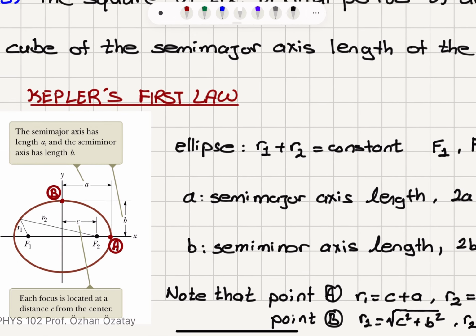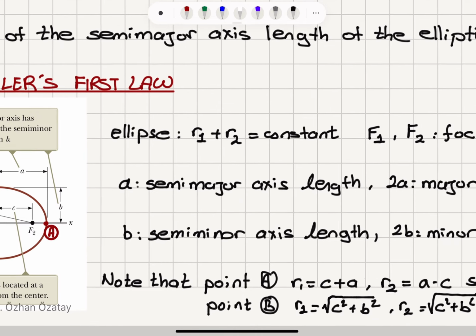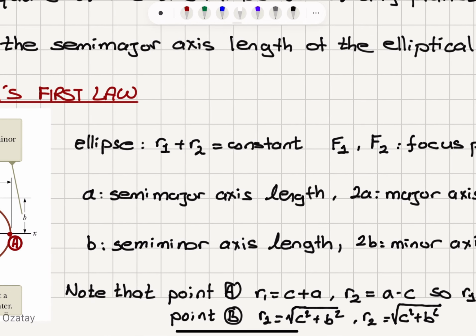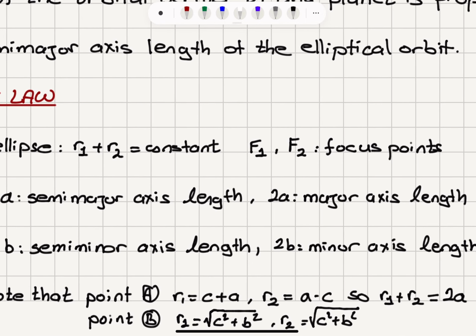What is r2? Now if I go a distance a from the origin to point A, and if I subtract c from it, that would be a minus c, so r2 would be a minus c. So what is r1 plus r2? r1 plus r2, c plus a minus c, it is 2a. So r1 plus r2 is a constant, actually r1 plus r2 is equal to twice the semi-major axis length. So that is what defines our ellipse.